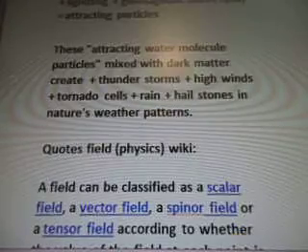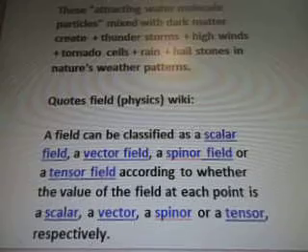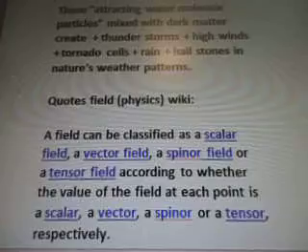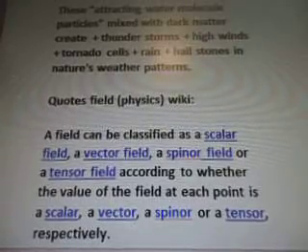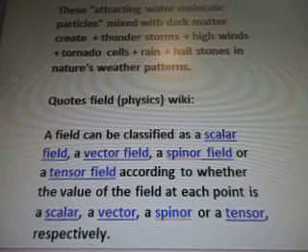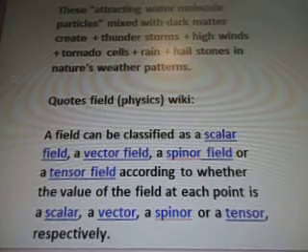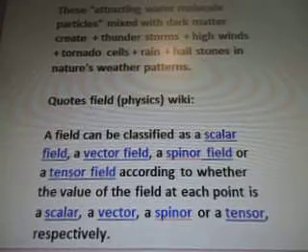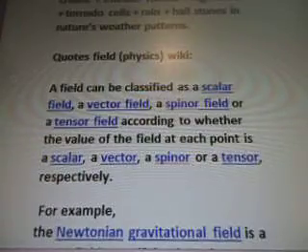So these attracting water molecule particles mixed with dark matter create thunderstorms, high winds, tornado cells, rain, hailstones, and nature's weather patterns, which I showed you in another video, my blog, where I do the research on geomagnetic cells. I watched them for, I think, a year and a half or 2 years, watching their patterns and what they did, and it was quite fascinating actually, that these little cells that we call geomagnetic storm cells, what they're capable of and how destructive they are when they create other little cells.